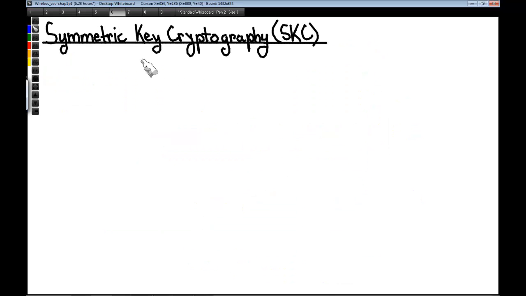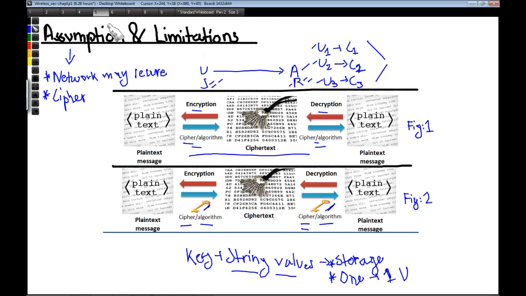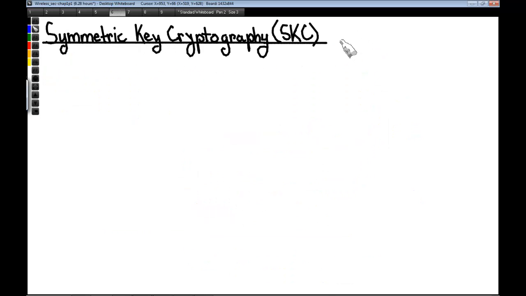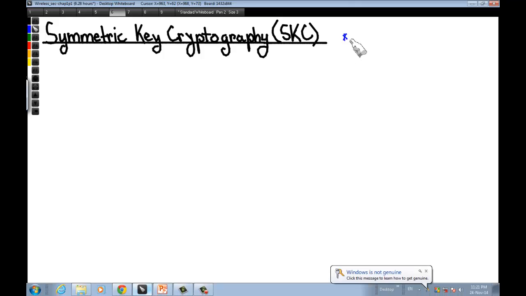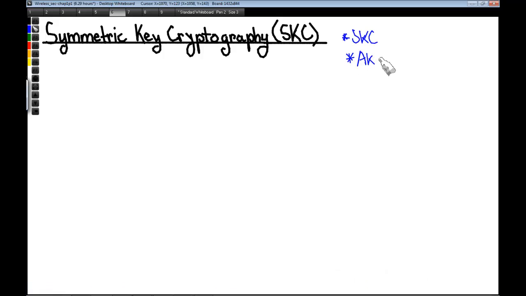When you start talking about symmetric key cryptography, or in short SKC, we must remember that this cryptography relies on the key mechanism that we have talked about here. There are three types of key cryptography that rely on the key mechanism. The first is SKC, or symmetric key cryptography. The second is AKC, or asymmetric key cryptography, and the third is hybrid key cryptography. We'll gradually talk about all three of them. First, let us start with SKC.